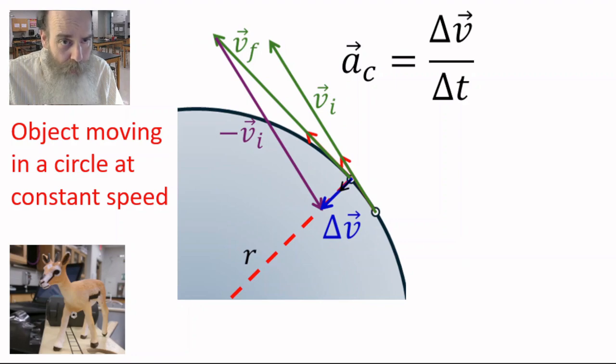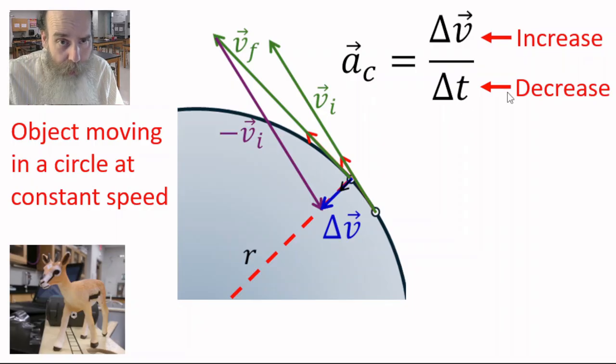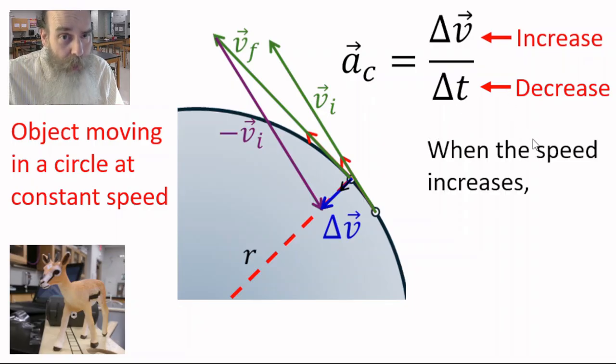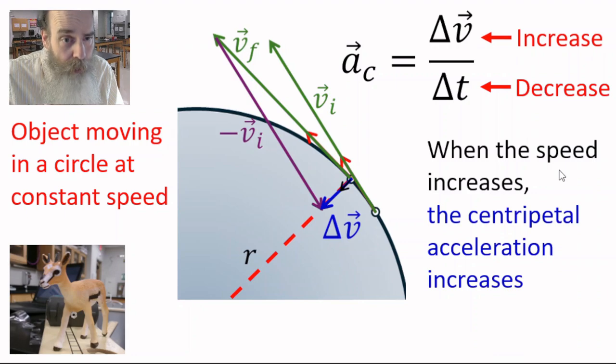Now we've seen that when we increase v, we increase delta v. Now when we increase the speed, we're going to decrease the time to go that same distance. This is the distance. It's the same for both speeds. Since it's the same distance and a larger velocity, it's going to do it in a shorter time. So we're going to decrease delta t. The result is that when the speed increases, the centripetal acceleration increases.